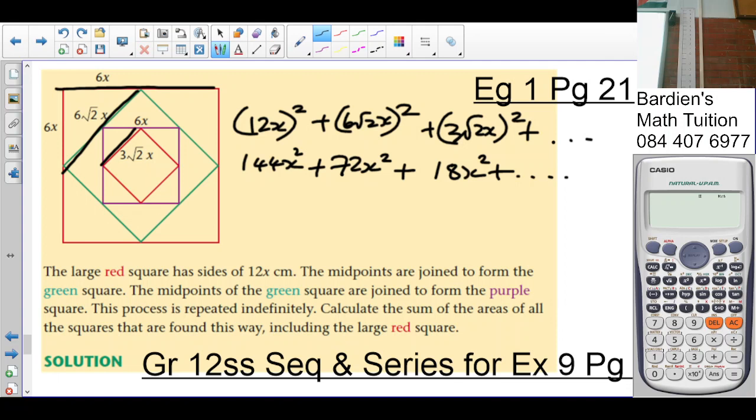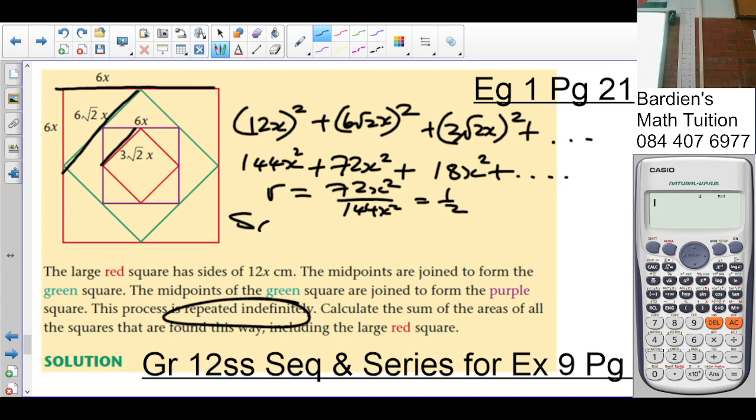But from here already we can derive that your A value is going to be 144x squared, and your R value is going to be 72x squared over 144x squared, which is a half. Okay. So it says it's going to be repeated indefinitely. So sum to infinity. Yes, that also indicates that R is between -1 and 1. Sum to infinity is A over 1 minus R. Your A value is 144x squared over 1 minus R, which is a half.